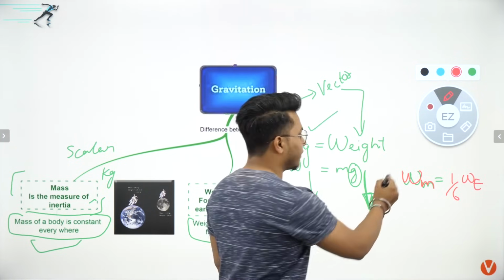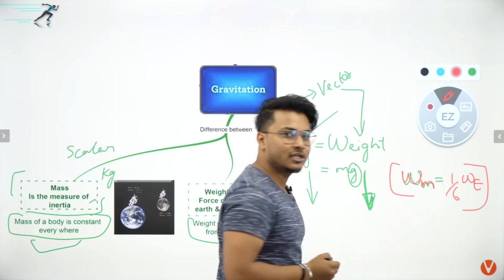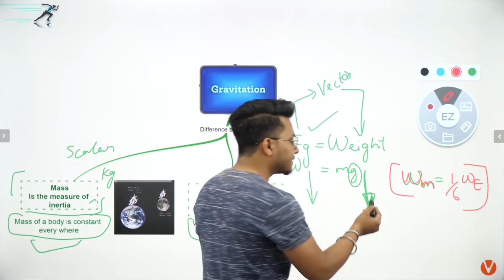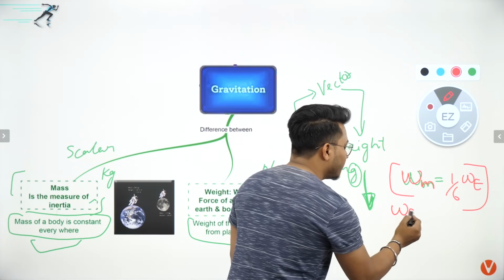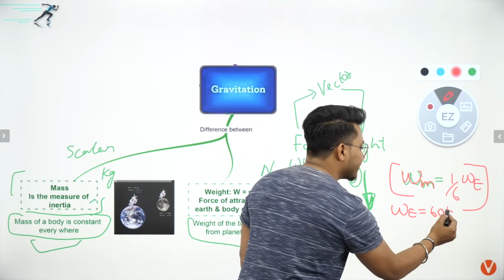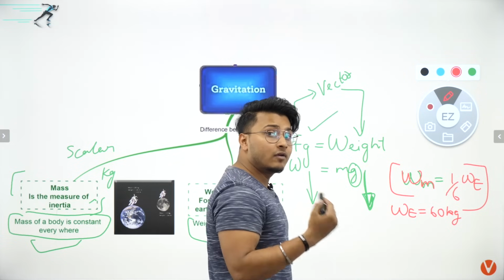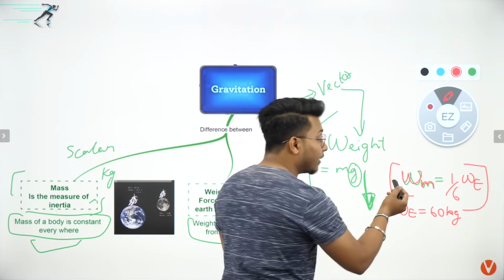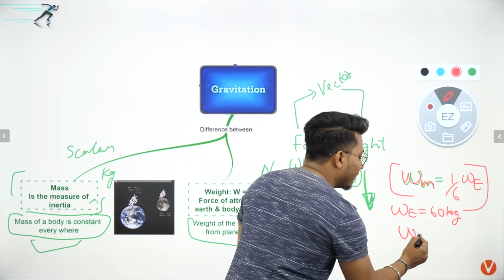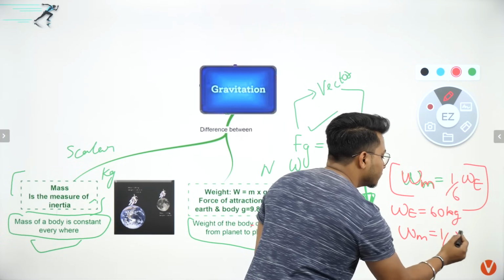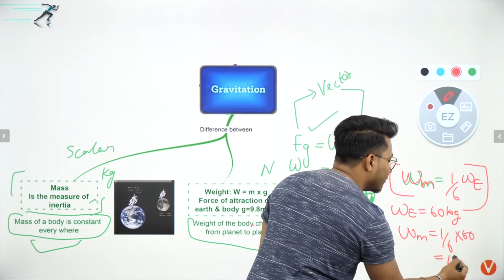ये नोट डाउन कर दो. ठीक है, ये बहुत सिंपल सा चीज है जो आपको याद होना चाहिए. ठीक है, फॉर एग्जांपल इफ माय वेट ऑफ द ऑब्जेक्ट ऑन अर्थ इज 60 kg, अगर मैं 60 kg का हूं ऑन अर्थ, व्हाट विल बी माय वेट इन मून? इट वुड बी 1/6 ऑफ 60 kg. सो दैट इज 10 kg.